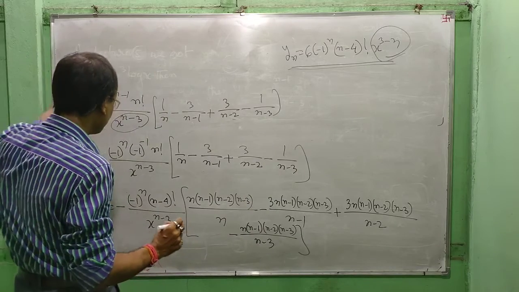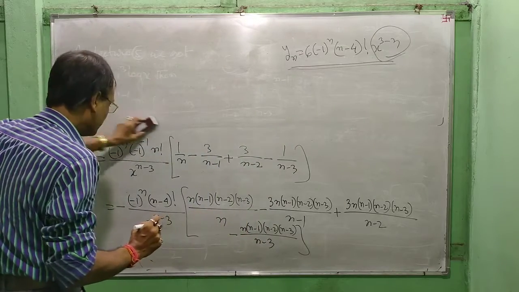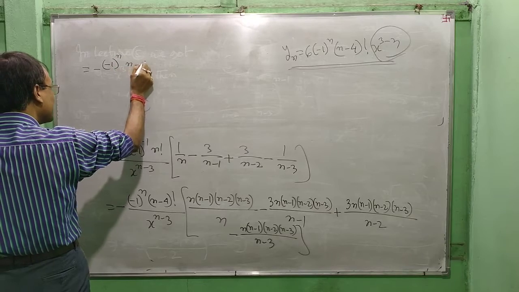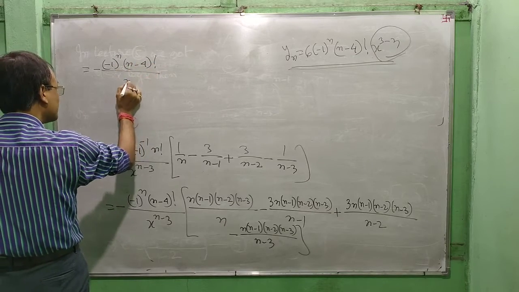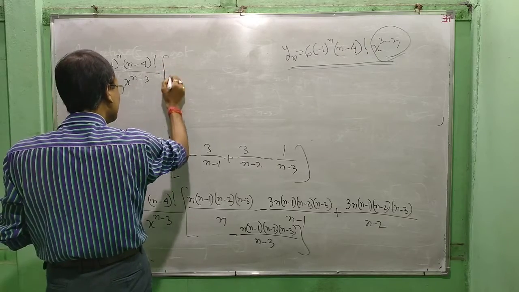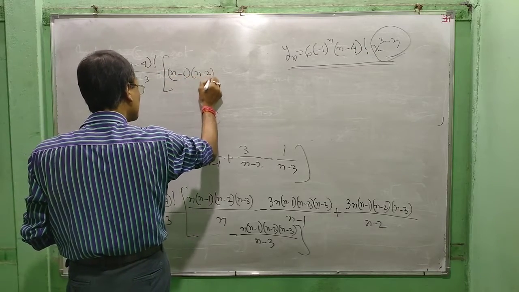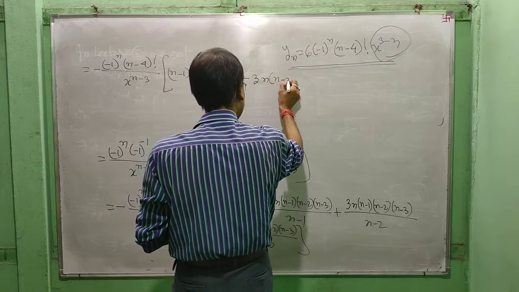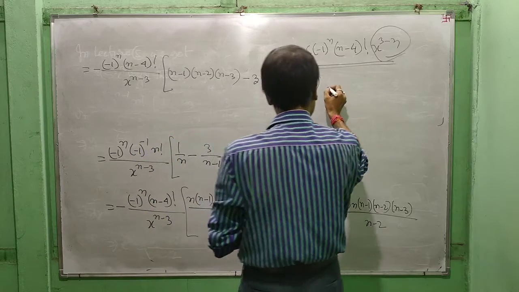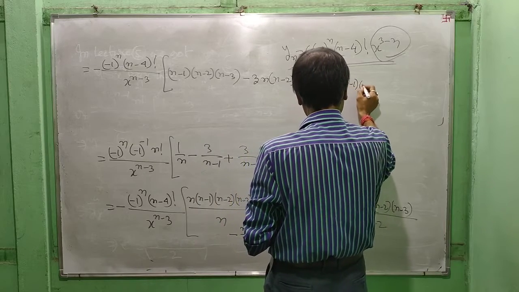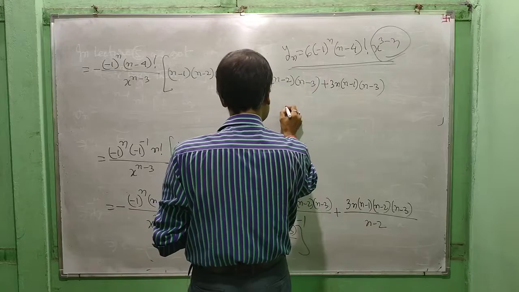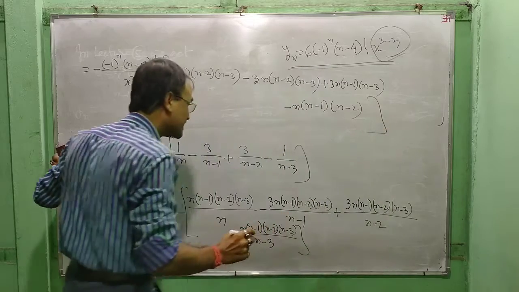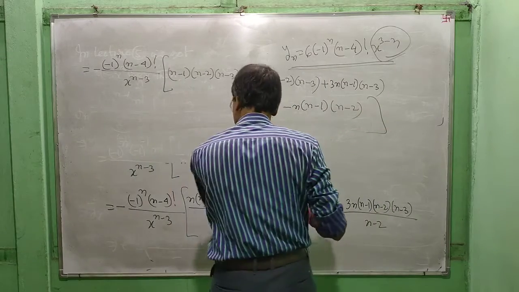Now let us see. This is equal to (-1)^n factorial n minus 4 x^(n-3). This will be n minus 1, n minus 2, n minus 3, minus 3 times of n minus 2, n minus 3, plus 3 times of n minus 1, n minus 3, minus n times of n minus 1, n minus 2. You may write like this. Now see.